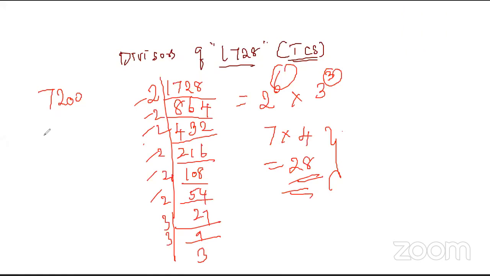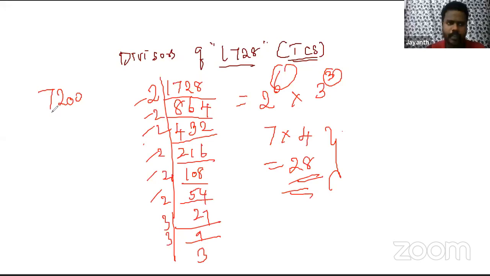All of you comment your answers for this one also, which is 7200. So if you're done with this, I'll go with what sum of factors. Next topic.